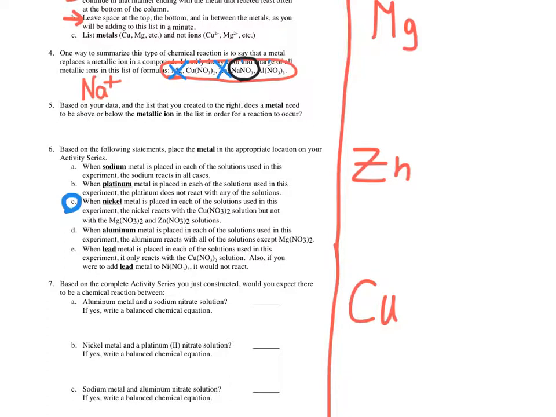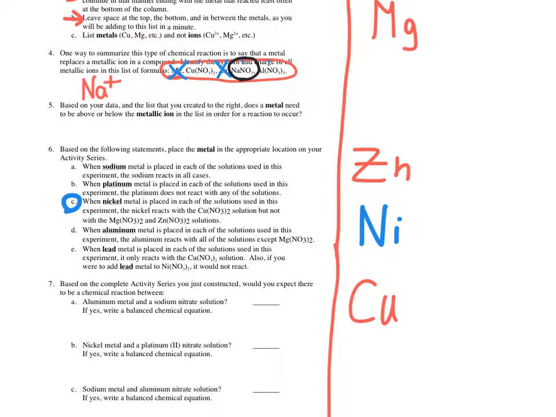So it says when nickel metal is placed in each of the solutions used in this experiment, that would be magnesium nitrate, zinc nitrate, and copper nitrate, it reacts with the copper nitrate, but not with the magnesium and the zinc solutions. So what that means is the symbol for nickel has to go in between zinc and copper. It does react with the copper, but it doesn't react with the zinc or the magnesium. So in this activity series, it's got to go here.